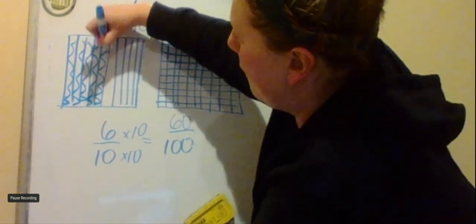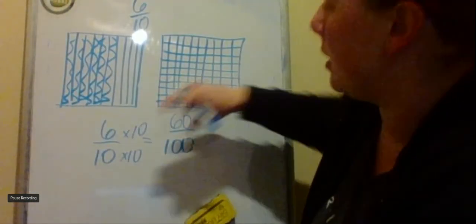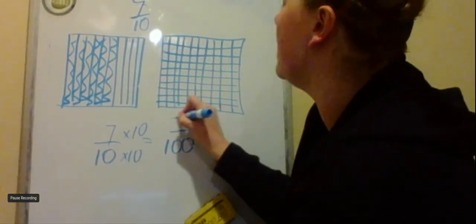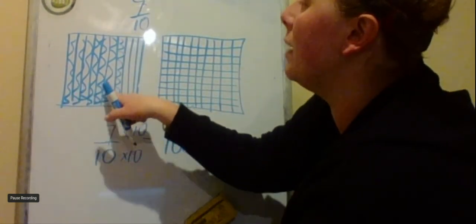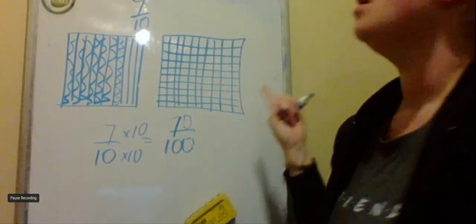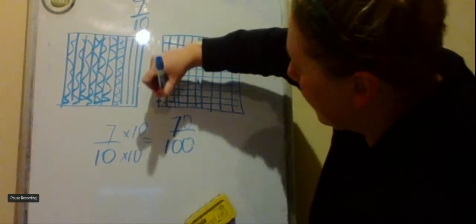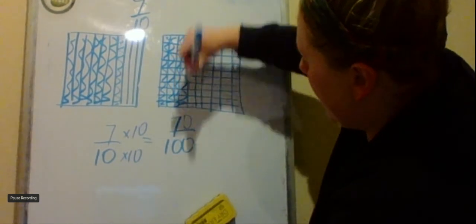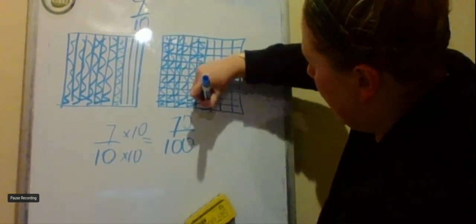1, 2, 3, 4, 5, 6. Right. Did we do this one? Oh, we did. Let me change it to 70. Either way, you're still doing the same kind of work. So if I did 7/10, then I would still multiply it by 10. 10 times 10 is 100, and 7 times 10 is 70. So this time I would shade it a little bit more. So we have 1, 2, 3, 4, 5, 6, 7 pieces shaded out of 10. And we would shade 70 pieces out of the 100 here. 10, 20, 30, 40, 50, 60, 70.